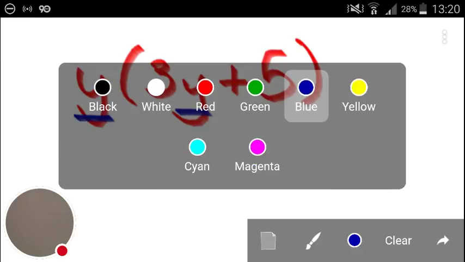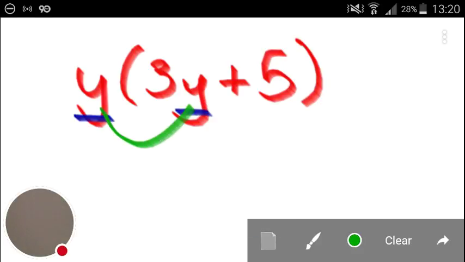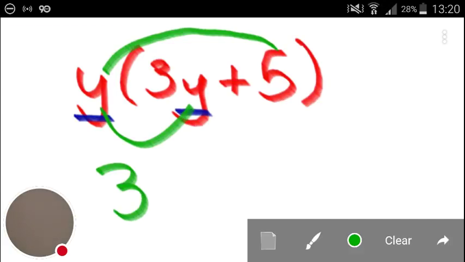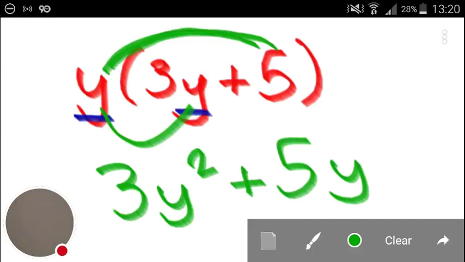So if I was to extend my crab claws on this, I'd do y times by 3y. So there's no number in front of the y on the outside, that would end up still 3. Y times y, y squared, as we discussed earlier. So I would then look at my top line, and I would do y times 5, and that gives me 5y.